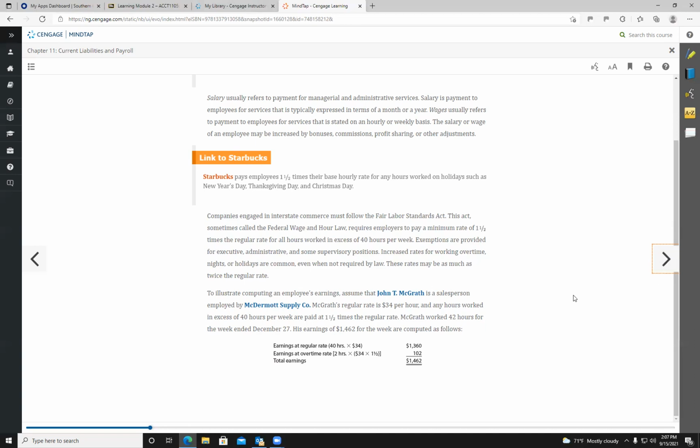So they took that 102 that he earned in overtime and added that to his regular pay of 1,360. And that's how they came up with his total earnings of 1,462. So that is overtime in its most simplest form.